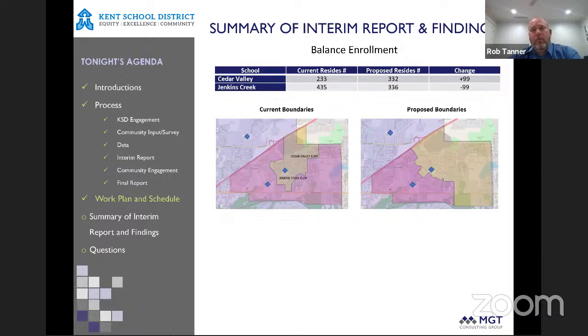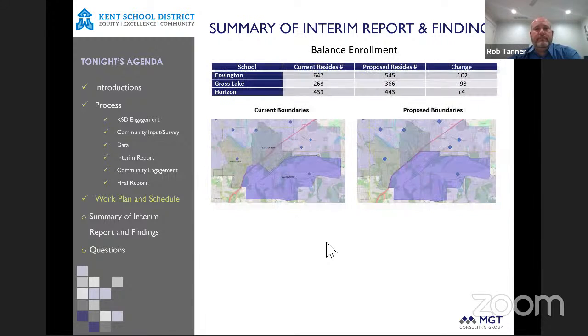Balance of enrollment, as I talked about before, we did this where it was geographically available. So these 2 particular schools, Cedar Valley and Jenkins Creek, Cedar Valley was underutilized, and Jenkins Creek was just a little over 100% capacity. So we're proposing moving these boundaries to balance the enrollment. And again, the table is kind of the plus and minus for each school for students that reside there. Again, same thing with these schools, Covington, Grass Lake, and Horizon. And some of this also helps with the alignment of middle schools and high schools into vertical strands as well.